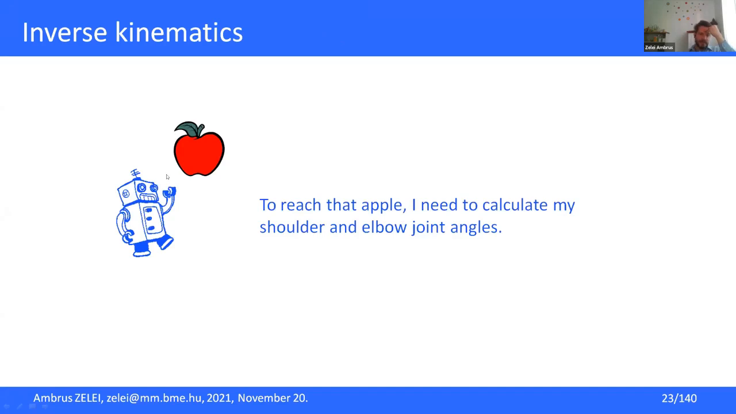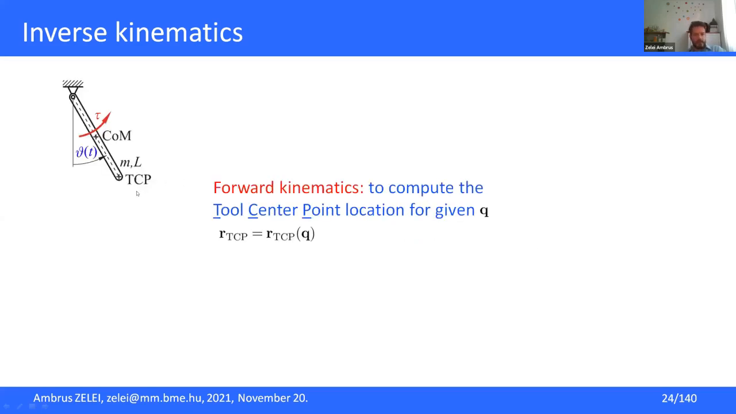So what's the main problem here? If I have a robot, usually the task is to reach an object or move an object along a prescribed path. So from the point of view of this small robot, the task is to calculate the joint angles, for example, the shoulder joint and elbow joint, in order to reach that apple. So that's the big question for this small robot. And if we go back to our examples, we can again reformulate the question.